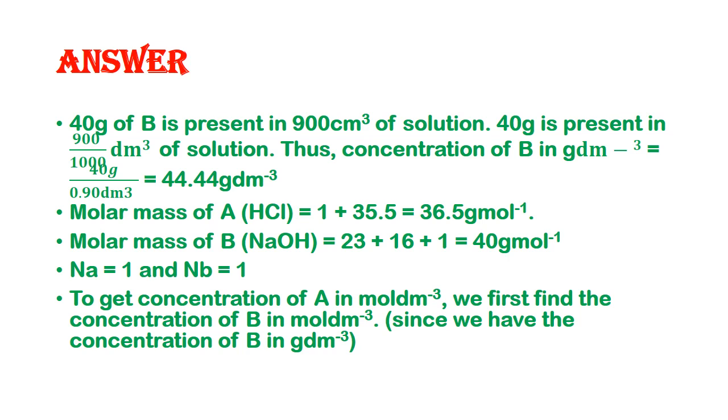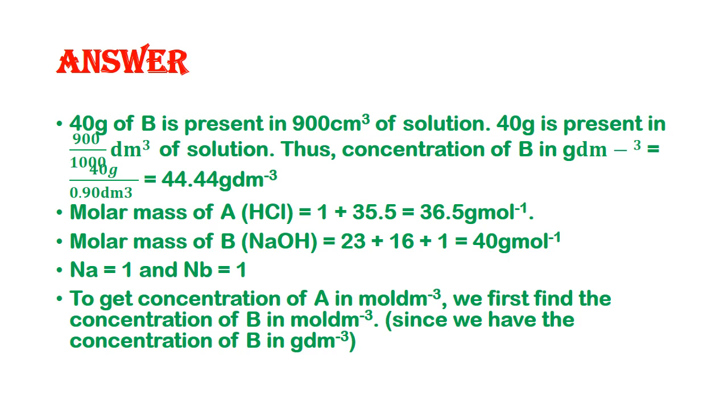So that will give you 44.44 gram per dm cube. You know what that means, right? That is, if you take just 1 dm cube of the solution, you will find 44.44 gram of the solute, that is of sodium hydroxide. Do you understand? Then we have the molar mass of HCl, of course, will be 1 plus 35.5. They will give you in the brackets, they will tell you H is equal to 1, Cl equal to 35.5. If they don't give you, they will tell you HCl equal to 36.5. That means they've already calculated it. So it will be 1 plus 35.5 equal to 36.5 gram per mole.